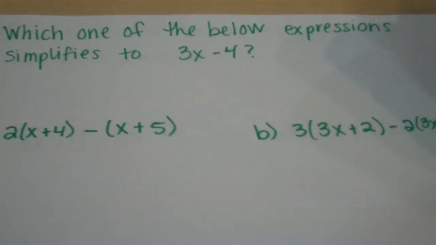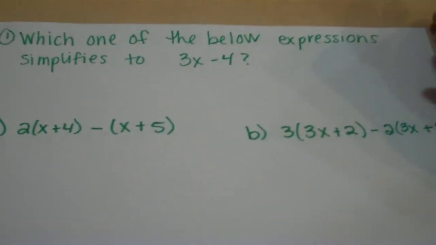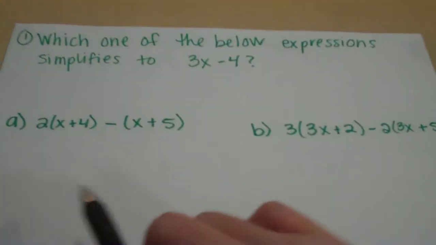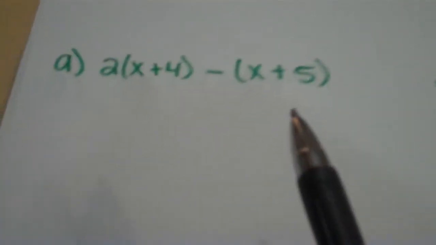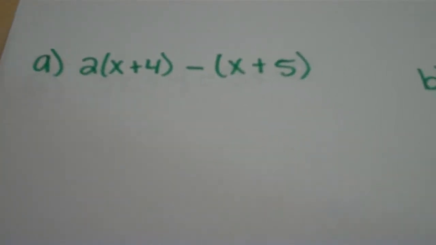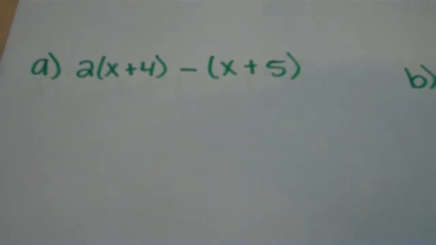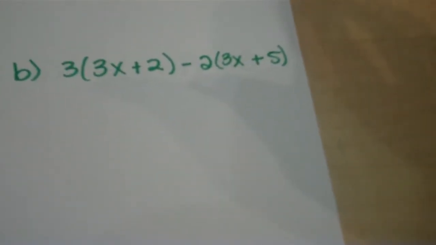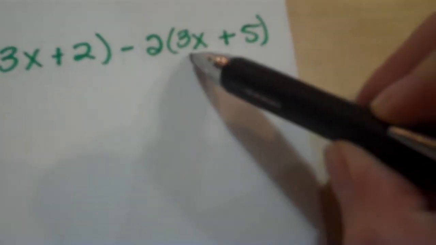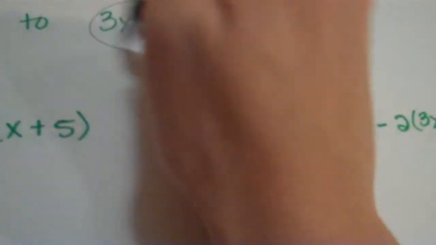Number 1, which of the below expressions simplifies to 3x minus 4? And then I have 2 expressions here. Go ahead and pause, write them down. This one here, if you can't see, says 2 parenthesis x plus 4 minus parenthesis x plus 5, and then B says 3 parenthesis 3x plus 2, close it, minus 2, that right there's a 3x plus 5. Okay, so which one of these simplifies to 3x minus 4?